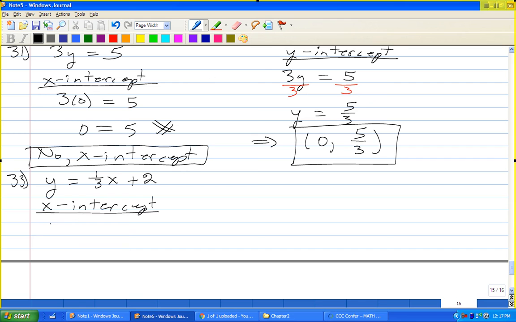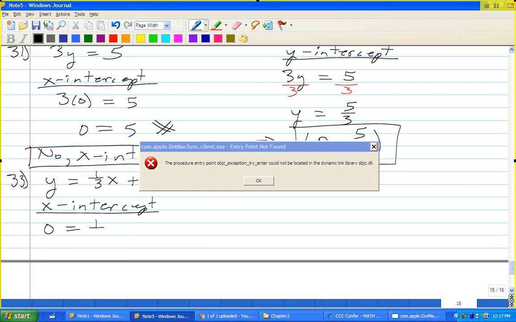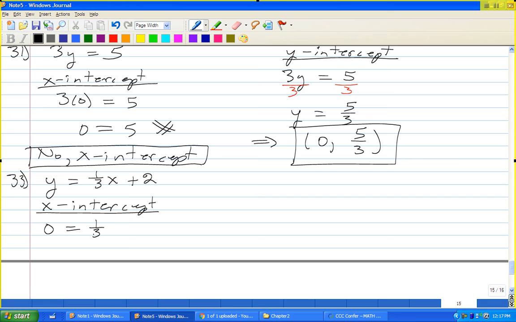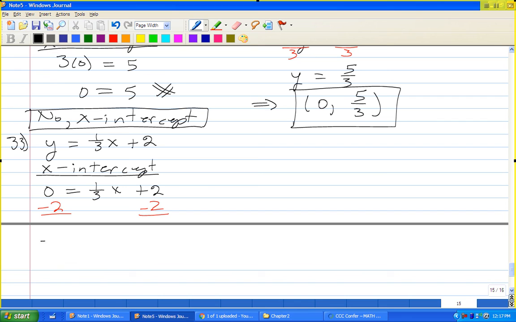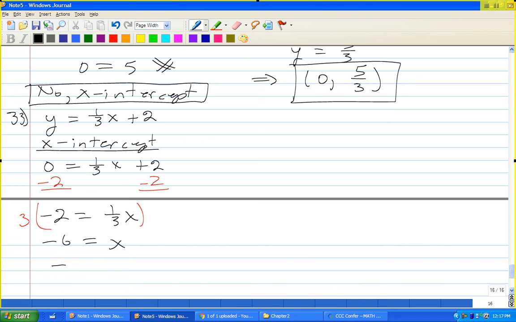So let's set y equal to 0. Solve for x. Subtract 2 from both sides of my equation. Multiply both sides of my equation by 3 to get rid of the denominators. So x is -6. And so the x-intercept is at -6, 0.